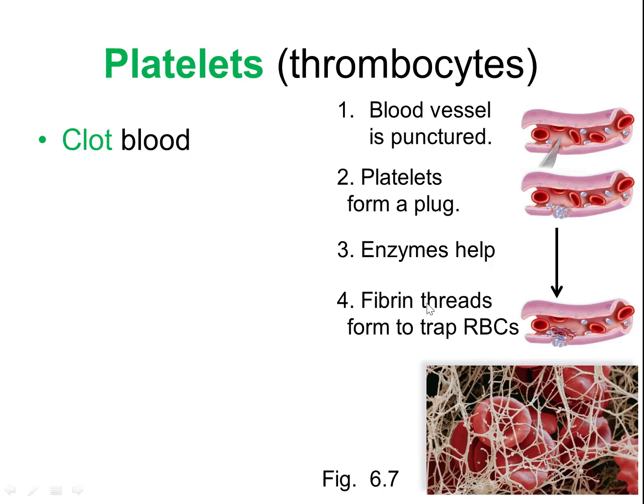Fibrin is a protein, very thread-like, so you can see it all in brown here. The fibrin threads form this nice little network, and they're the ones that ultimately end up trapping the red blood cells. So this whole process is initiated with platelets, but then ultimately is finished off with the fibrin threads.